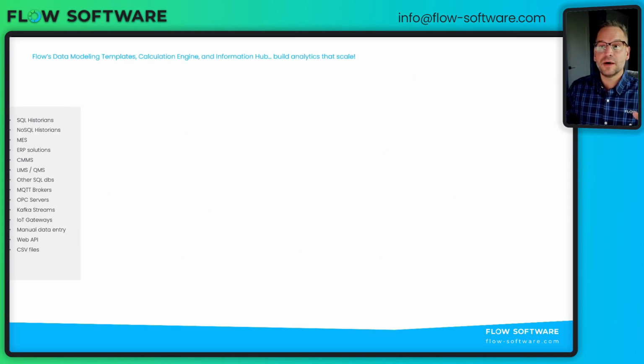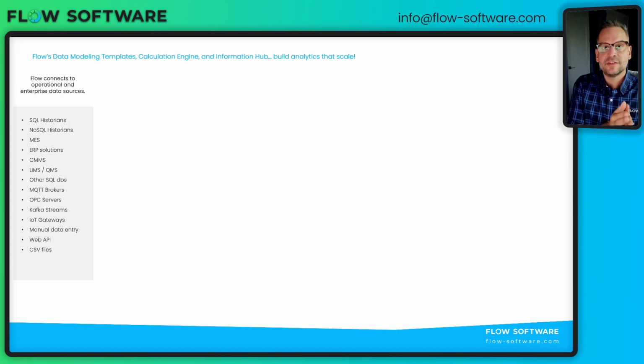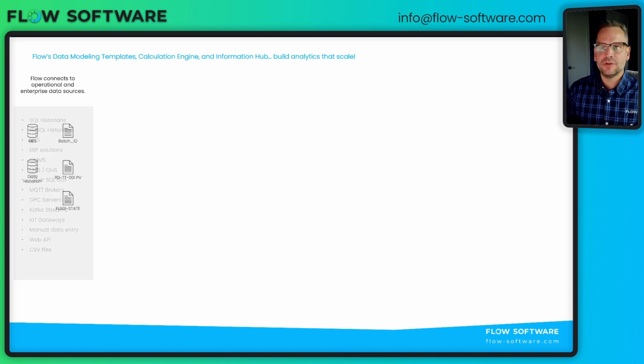So we start by connecting to the appropriate enterprise and operational data sources. And those data sources are quite varied. Everything from SQL databases to every flavor of historian, real-time data brokers, laboratory and quality systems, maintenance systems, manual entry. That's a huge factor that often gets neglected. CSV files, a web API, if you name it, Flow has a way to connect to it. And using these connectors, we're able to easily extract the raw information that we need in order to begin to model that data. Let's build out a little example.